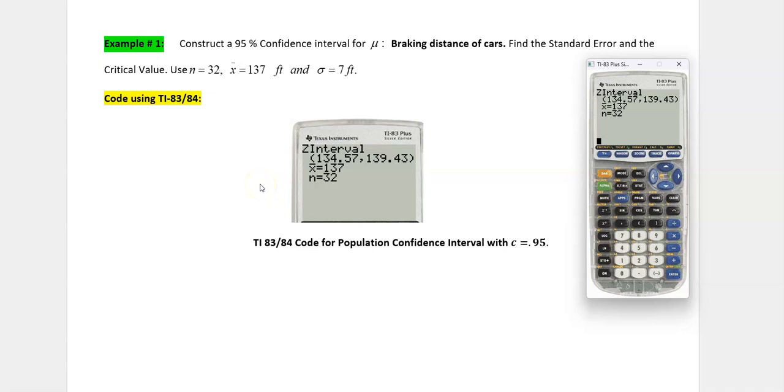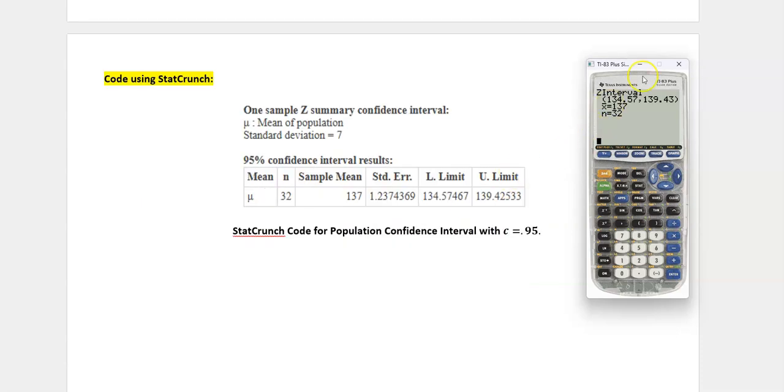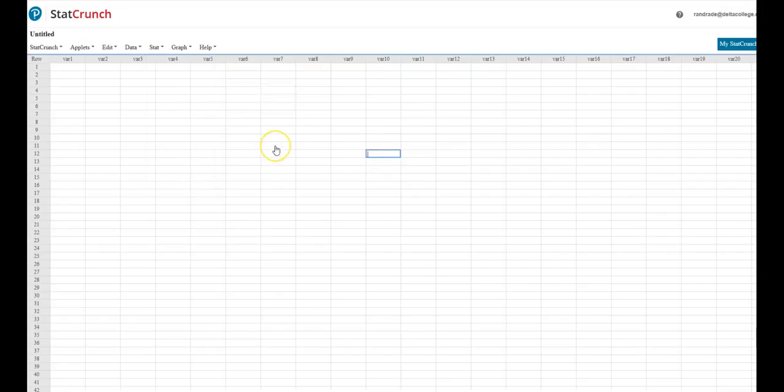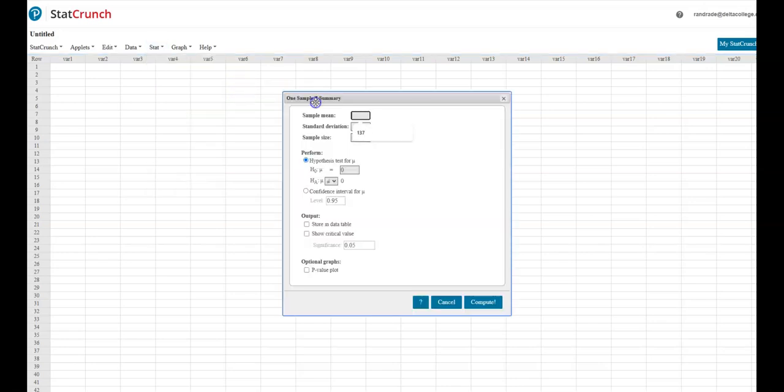Now, for the second picture, you're going to be running the same code, but using StatCrunch. So let me give you a minute and log into StatCrunch. This is the output that you're supposed to get. Let me pause the video. Okay, once you log into StatCrunch, the same code could be used by going into stats. Then you're going to go into Z-stats. You're probably going to end up on T for your project since you have a sample. And then we're going to be doing with summary.